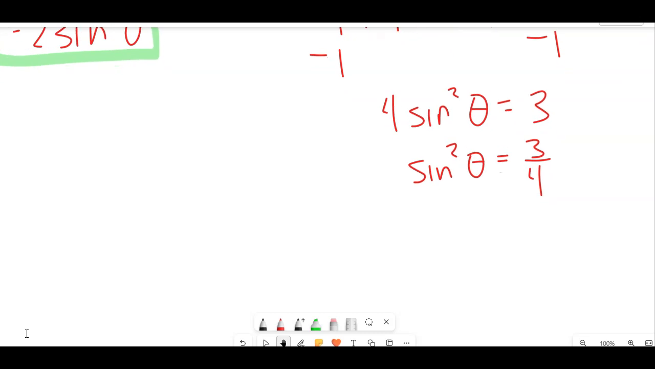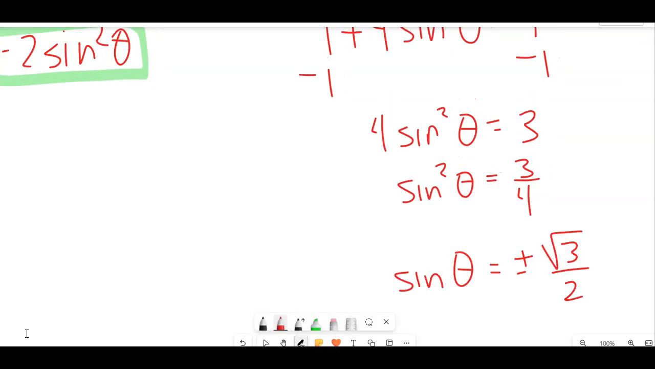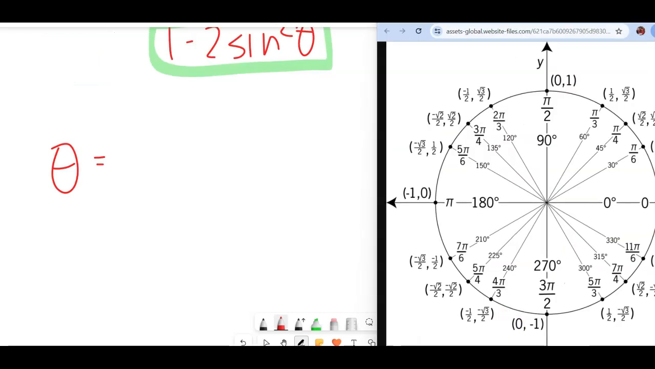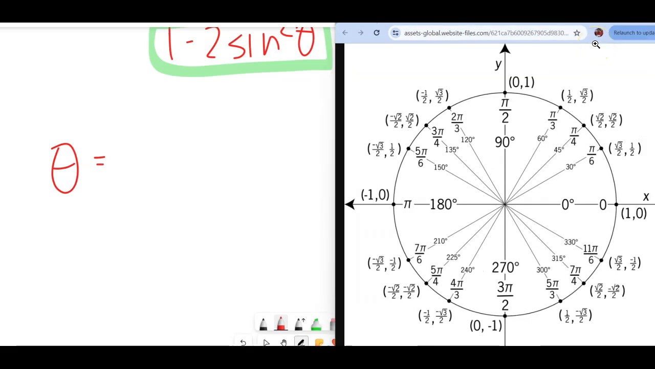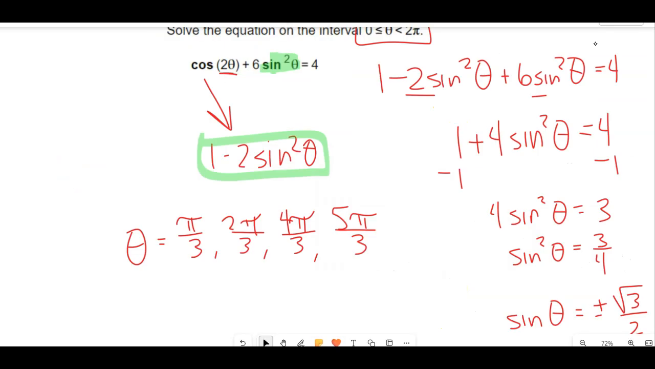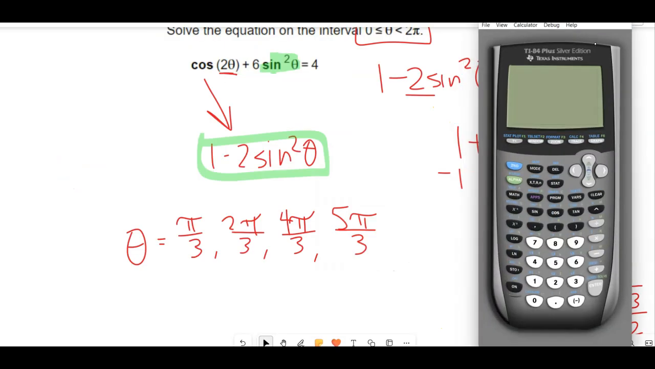And finally, taking the square root of both sides, sine theta equals plus and minus the square root of 3 over 2. So looking on my unit circle, I'm trying to find where the y coordinate is equal to the square root of 3 over 2 or negative square root of 3 over 2. So it happens there, there, and there. So the angles that we're looking at are pi over 3, 2 pi over 3, 4 pi over 3, 5 pi over 3.